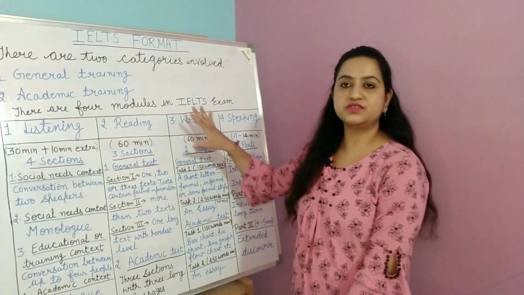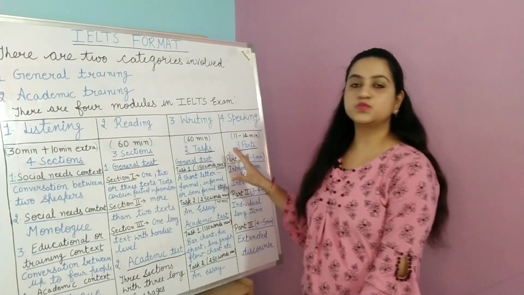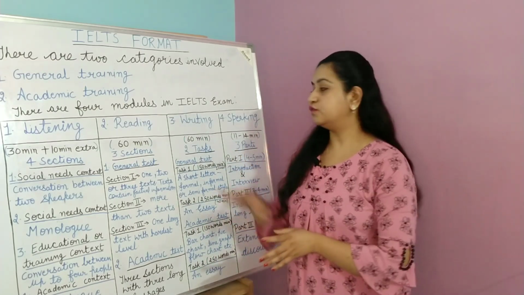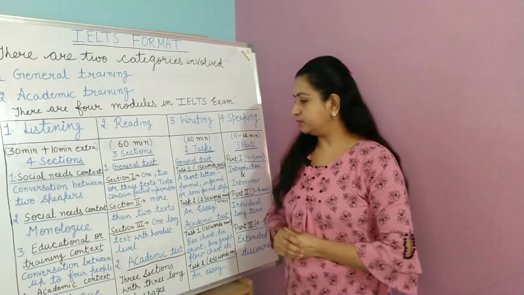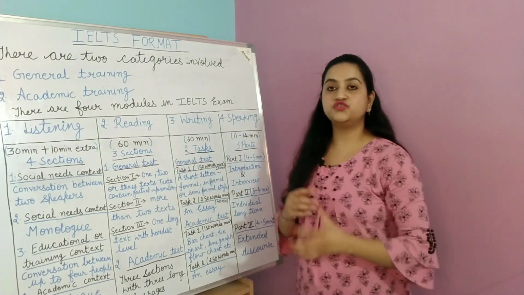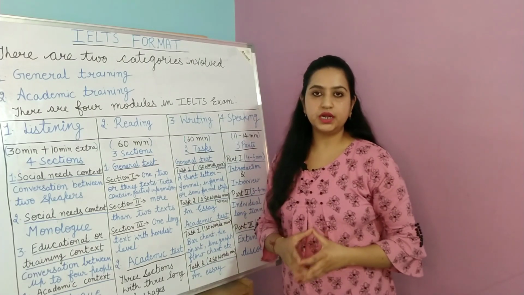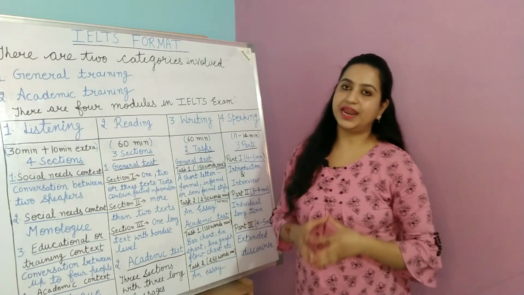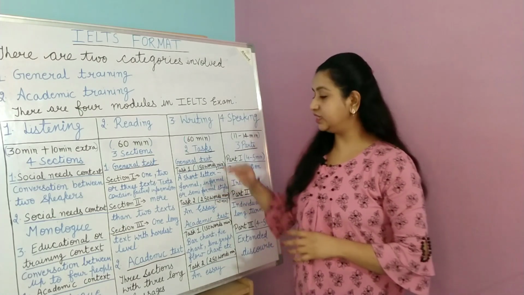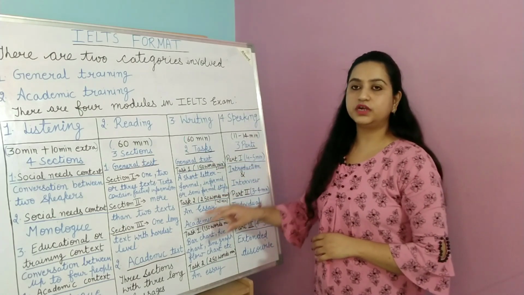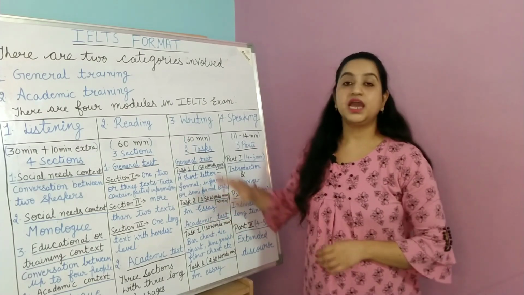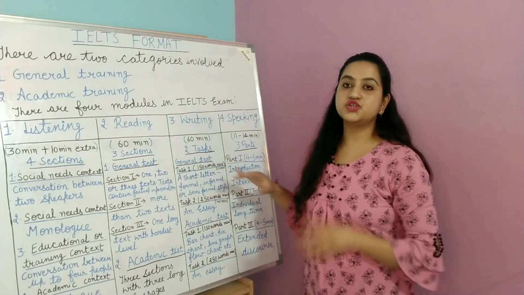The third module is writing. The time limit for this module is 60 minutes. We need to write 2 tasks in the span of 1 hour. So there are 2 tasks basically. In the first task, we need to write at least 150 words and in task 2, we need to write at least 250 words. We suggest candidates to spend 20 minutes on task 1 and 40 minutes on task 2 because task 2 is the lengthier task.